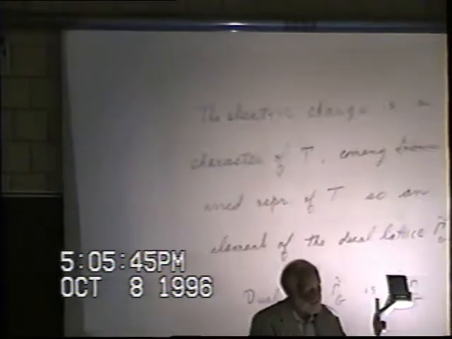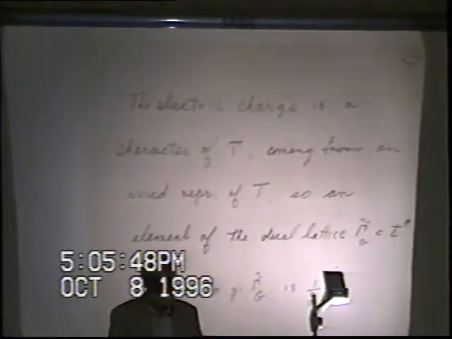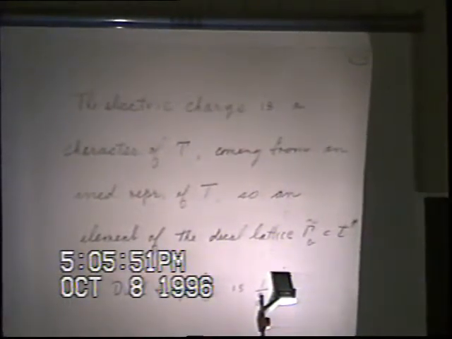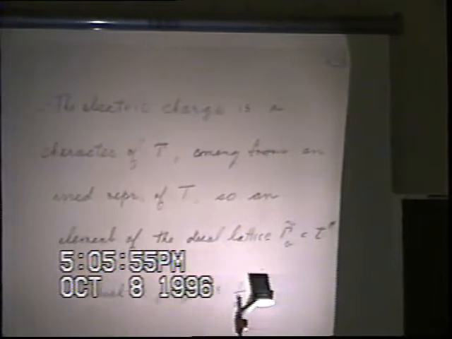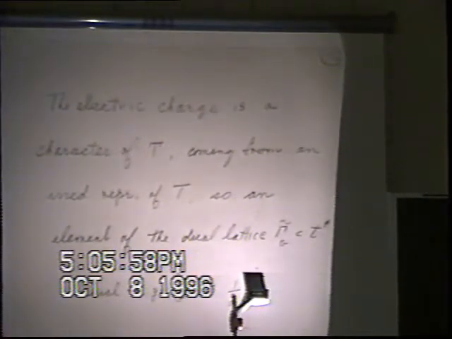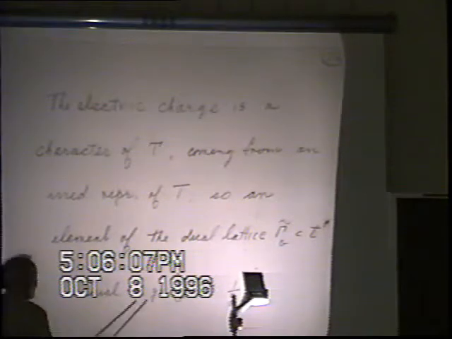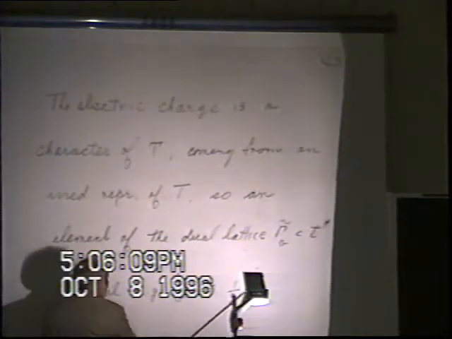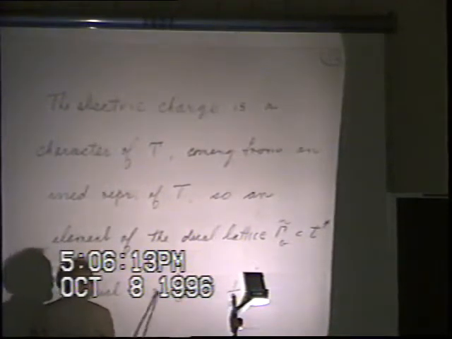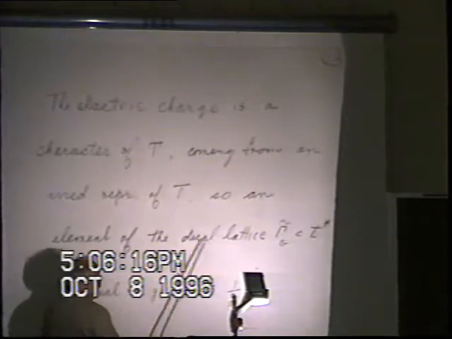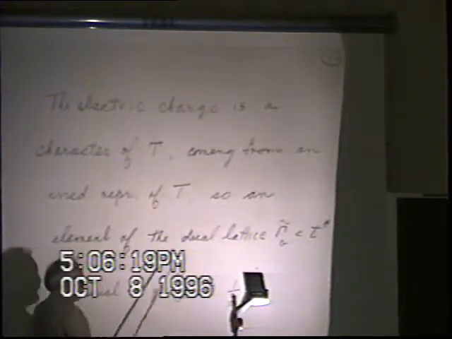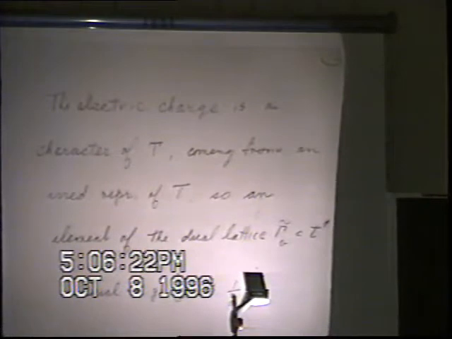Electric charge is a character of T. It's a representation of T on a one-dimensional space, given by a character of T. So it's an element of the dual lattice in the dual of the Lie algebra of T. And the dual for G times this is 1 over g times gamma G, or I should have had it vice versa, because we want an element in here times an element in here, one applied to the other, to give you an integer.